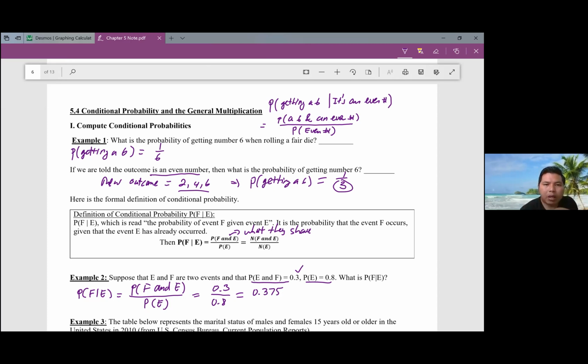So if you look at the faces of the dice, you got 1, 2, 3, 4, 5, 6. So even numbers, there's only 3 of those, so we get 3 out of 6. And then 6 and even, there's only one choice, right? So we get 1 out of 6. So when you have 1 out of 6 divided by 3 out of 6, we multiply by 6 out of 3, and we get 1 out of 3, same.